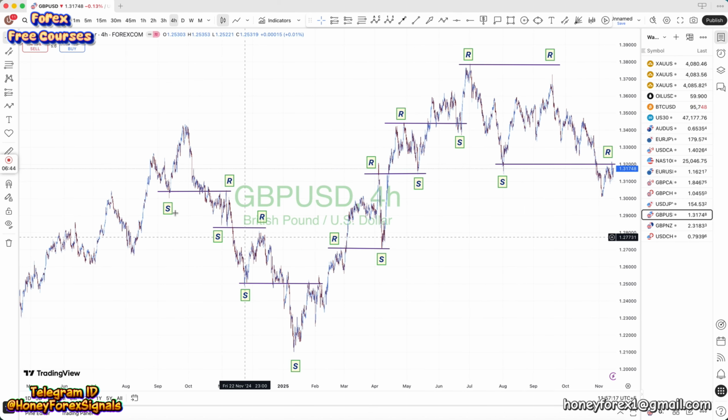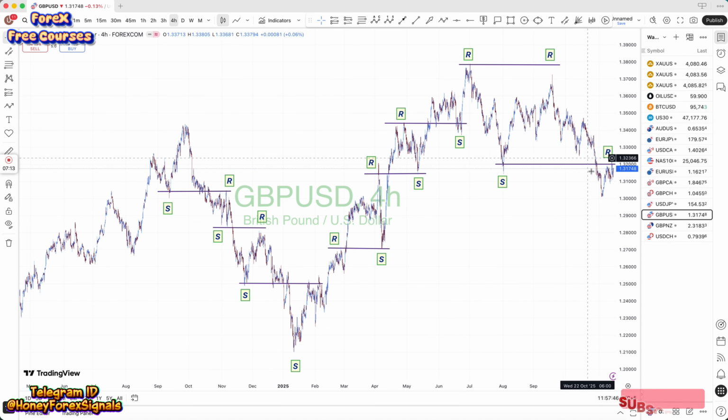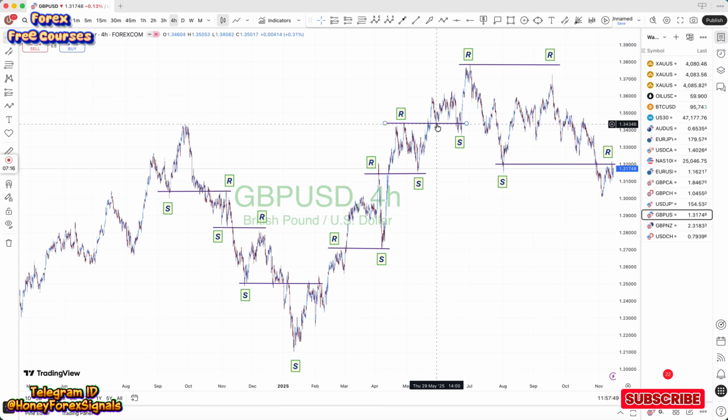GBP USD, support becomes resistance. Resistance breakout, support becomes resistance. And resistance breakout with a retest and base. So our trend changes, resistance becomes support. Resistance becomes support here. See how this is resistance, support. Support breakdown shows GBP USD trend change. Again, we repeat, resistance becomes support.